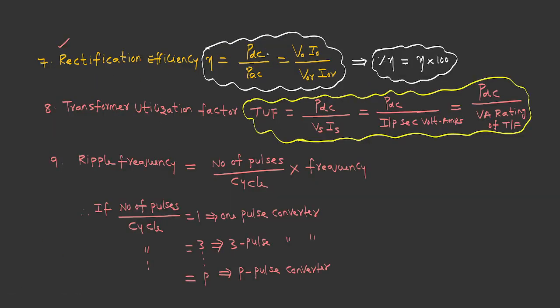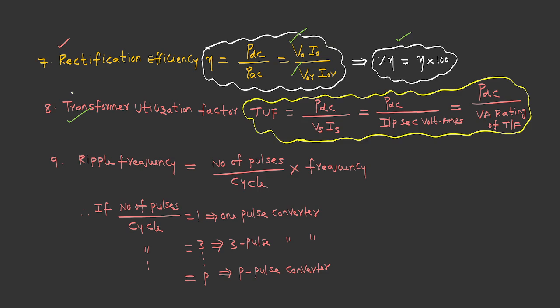Rectification efficiency equals output DC power by output AC power. Important: both are defined at the output side, not the input side. Output DC power is V0 into I0; output AC power is V0 RMS into I0 RMS. You may doubt that efficiency is output by input. But in rectifiers, the input is pure AC and the output is DC, so we don't compare them. We are comparing at the output side only, that is output DC power by output AC power. For percentage efficiency, multiply by 100.